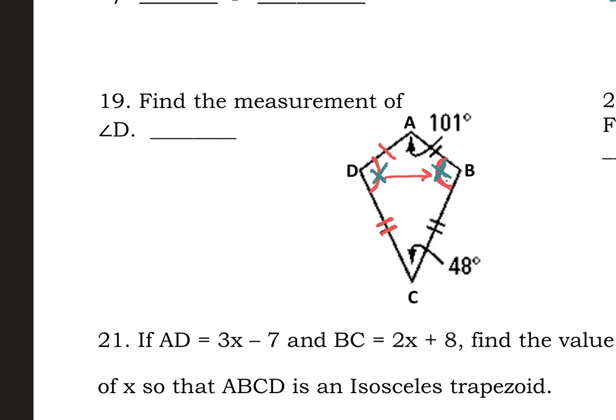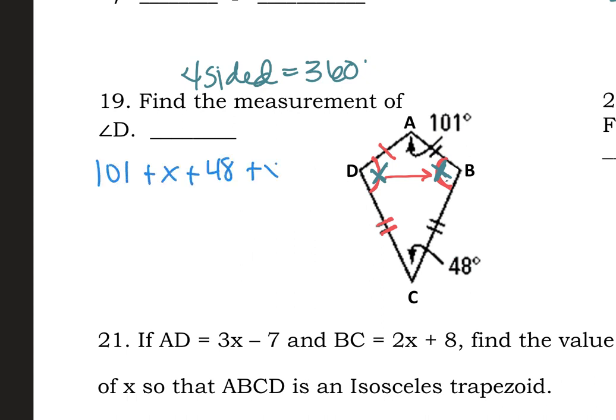All of them, no matter what, remember, any four-sided shape, any quadrilateral, should equal 360 degrees. So we're going to take 101, we're going to add it to X, to 48, to X, and that should give us 360.